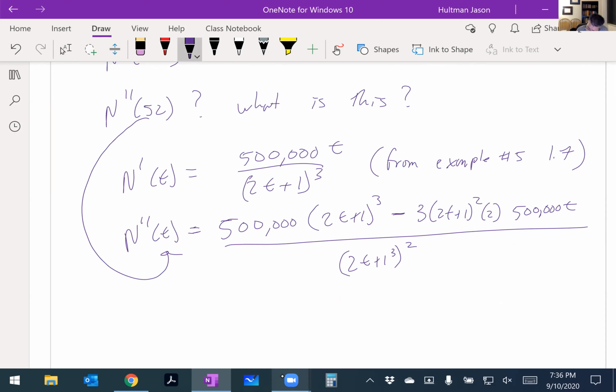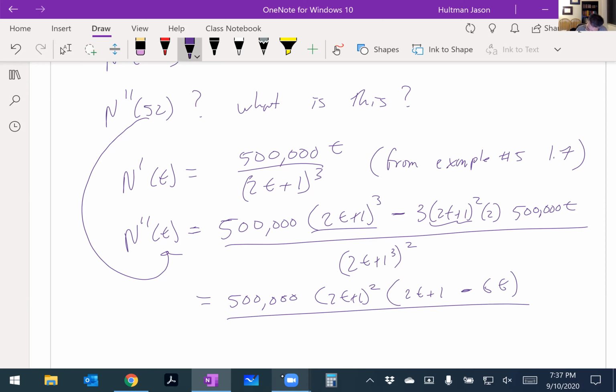So maybe I'll factor out a couple of things here. I don't know, we'll see. I don't want to get too much into this, but I could factor out a 500,000. I could factor out a (2t plus 1) squared, leaving me here a 2t plus 1 minus 3 times 2 times t. That's just minus 6t. Oh, that's kind of nice. This actually does clean up pretty nicely.